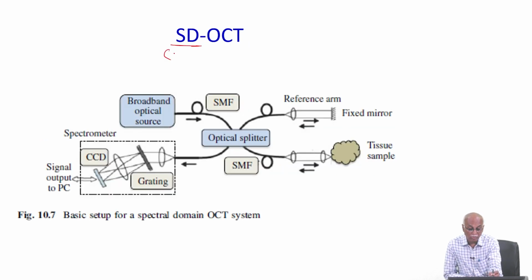And if it is spectral domain or frequency domain OCT, we use a broadband light source. Same as the previous case, it goes through the reference arm and the tissue arm through optical fiber, and the reflected signal is coupled to the spectrometer. Because the spectrometer will provide us the spectral information.